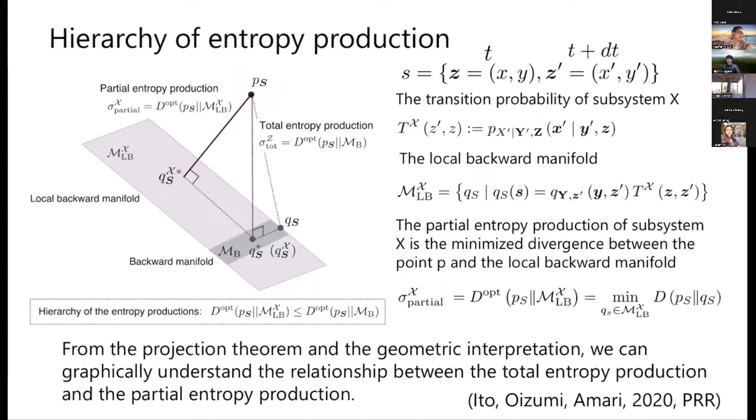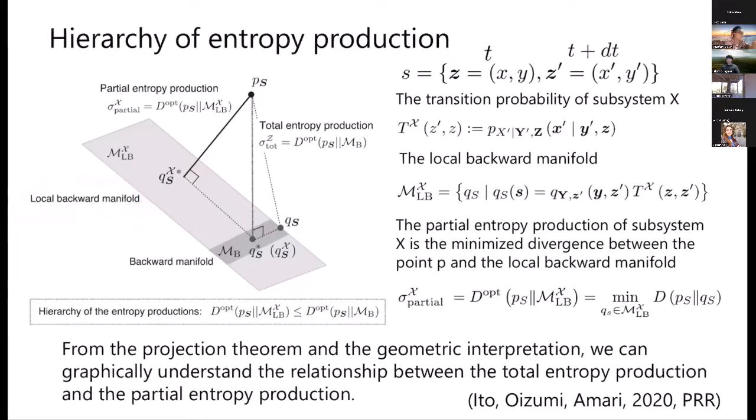And here we can easily show that this partial entropy production is always smaller than the total entropy production, because for deriving the total entropy production, we consider the sort of smaller manifold or submanifold, which is included in the local backward manifold.